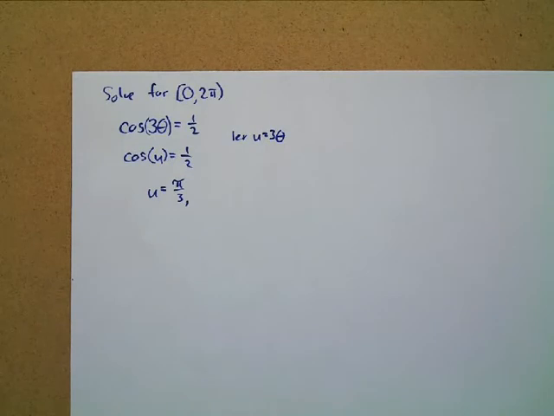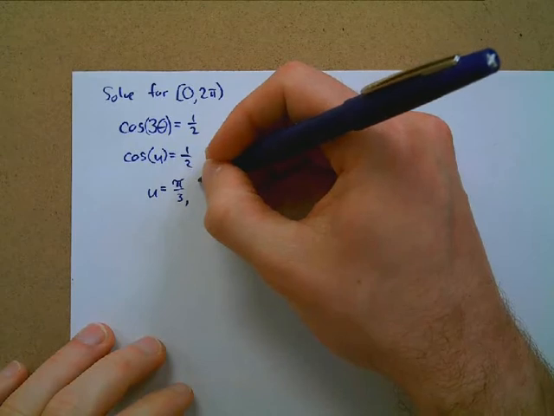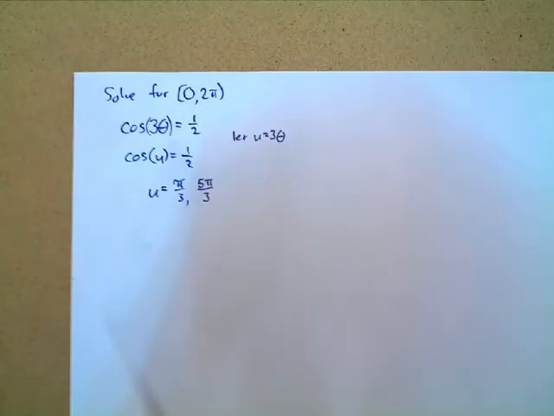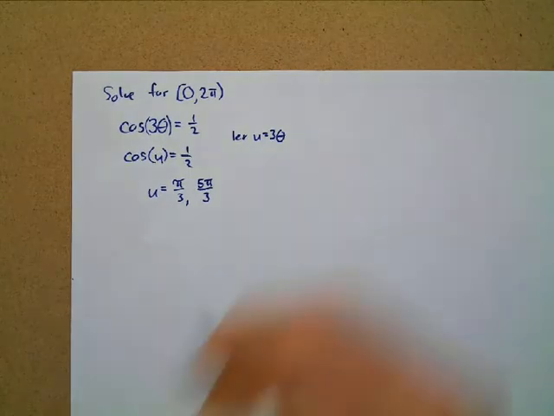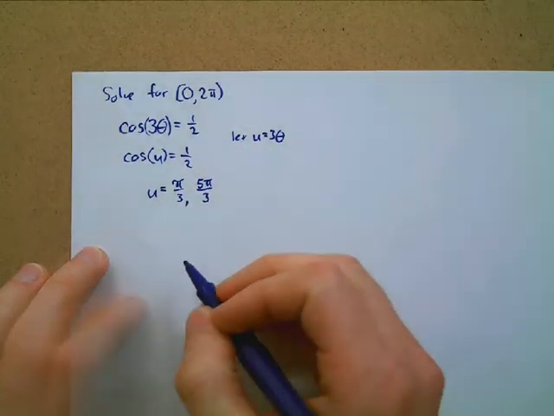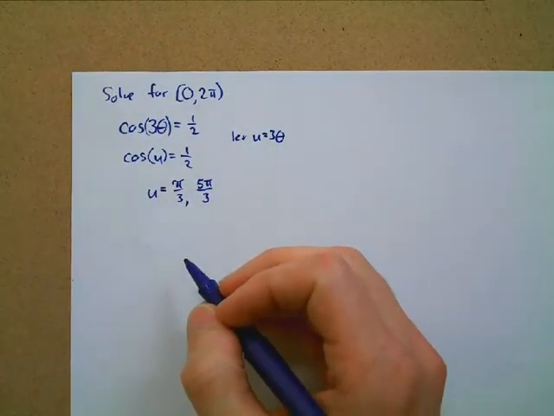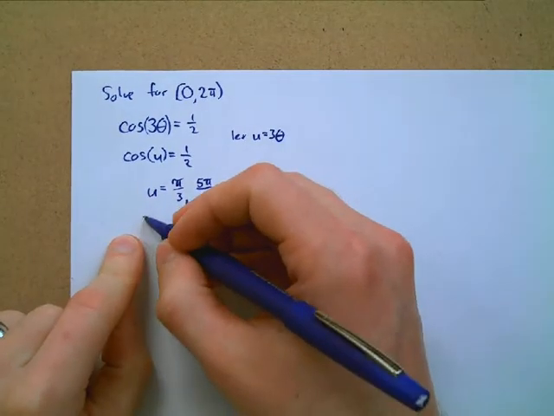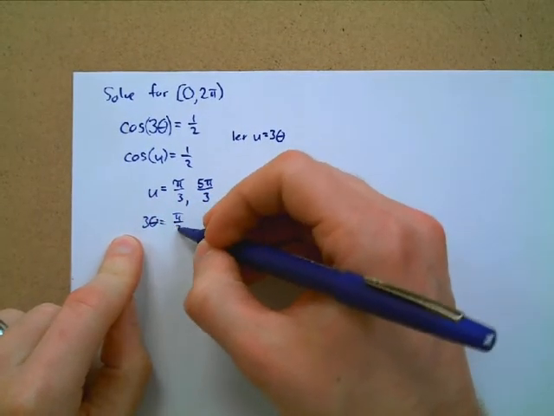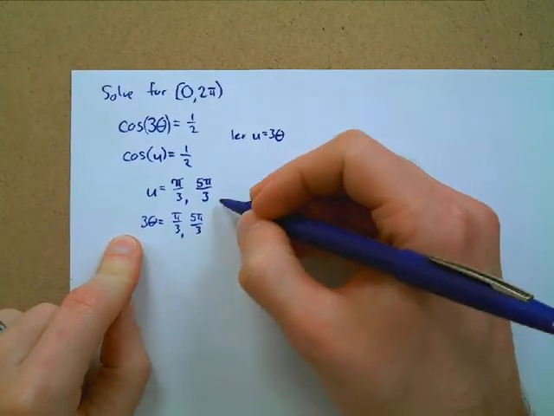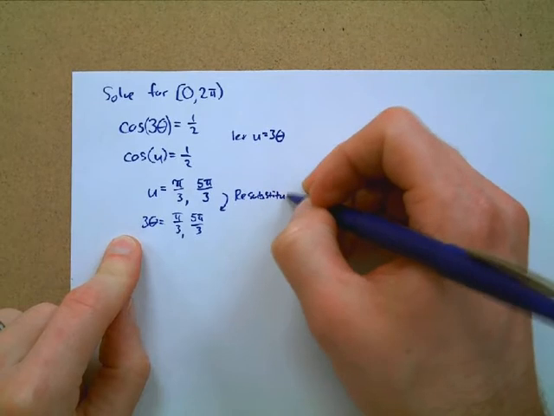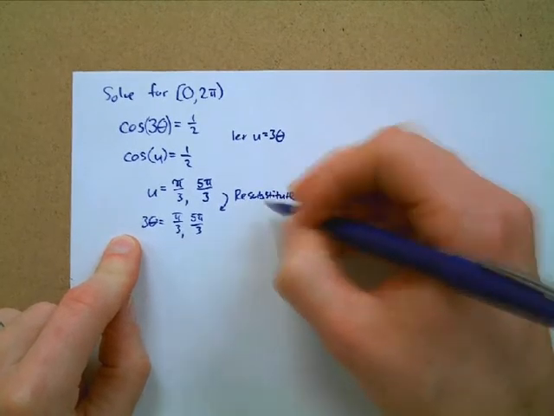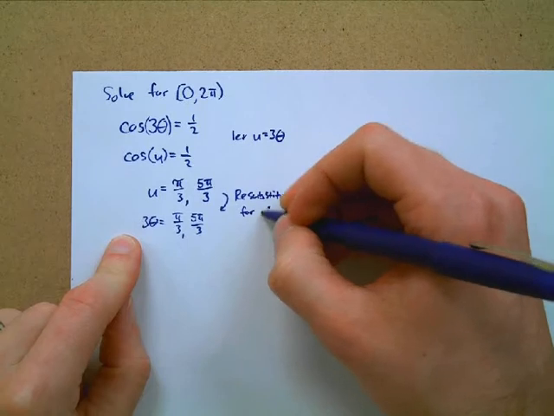Which means those are our solutions for u, but of course we want the solutions for theta, the original variable here. So we're just going to resubstitute in that 3 theta for u. And now we solve this equation. 3 theta equals pi over 3 and 5 pi over 3, so what should we do to solve for theta?